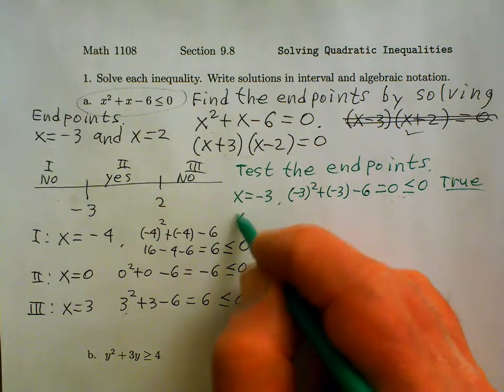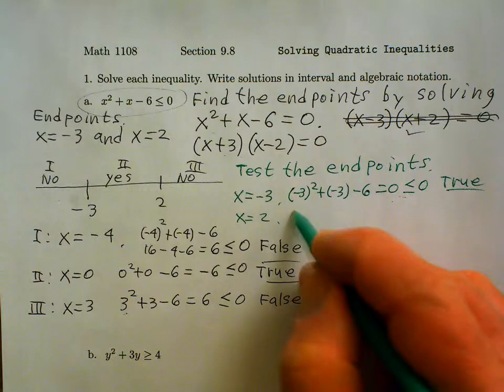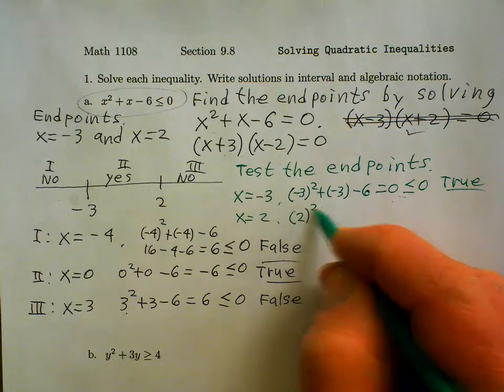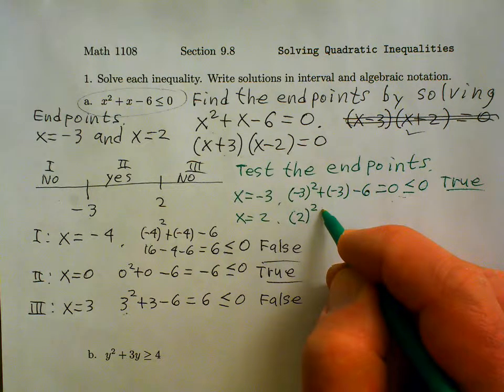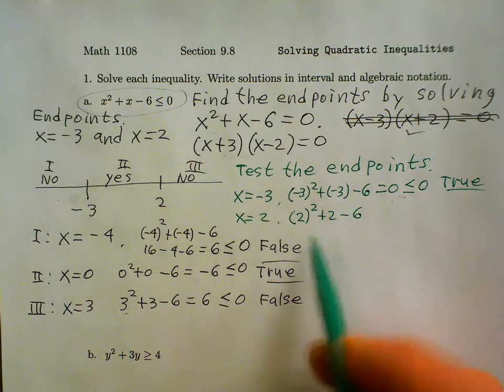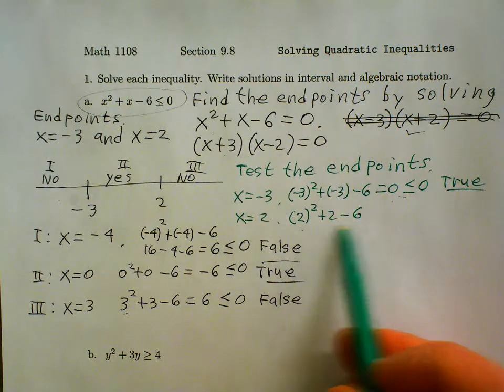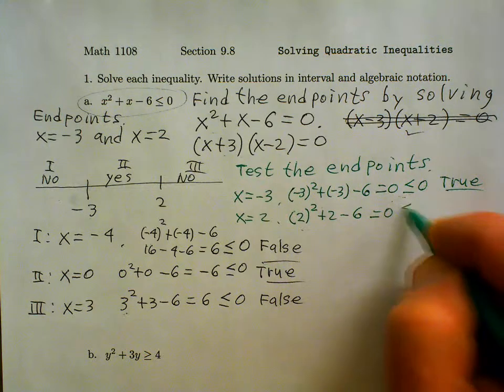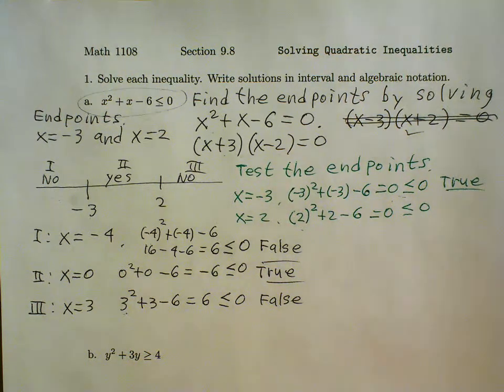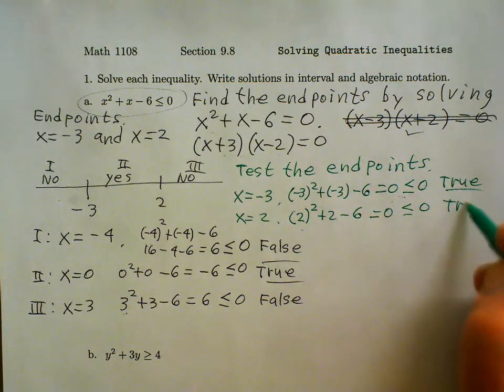Testing the other endpoint, x equals 2, we get 2 to the second plus 2 minus 6. 2 to the second is 4. 4 plus 2 is 6. 6 minus 6 is 0. And 0 less than or equal to 0 is true.